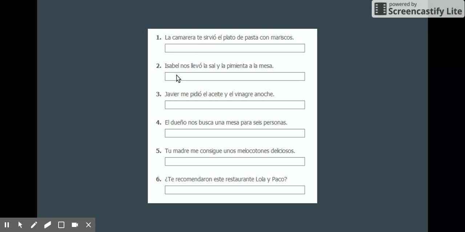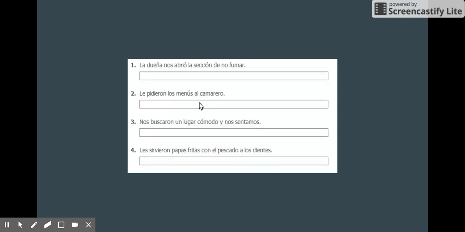For number 2, Isabel nos llevó la sal y la pimienta a la mesa. Well, nos is the indirect object pronoun, and la sal y la pimienta are the direct object. Since they're plural and they're both feminine, the direct object pronoun would be las. So we would have Isabel nos las llevó a la mesa. For number 3, Javier me pidió el aceite y el vinagre anoche. What did he ask me for? El aceite y el vinagre. So since it's plural and both masculine, the direct object pronoun would be los. So we would have Javier me los pidió.